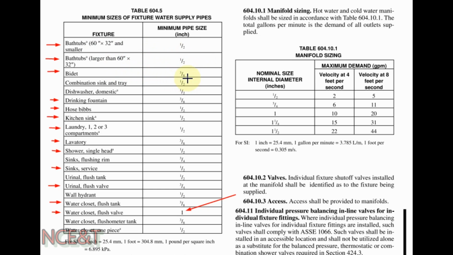For bidet 3/8. For drinking fountain 3/8, hose pipe half inch, kitchen sink half inch, lavatory 3/8 or half inch. So you can see if we provide the pipe of half inch, it will be enough for all the fixtures except water closet flush wall where we need the pipe size of 1 inch.